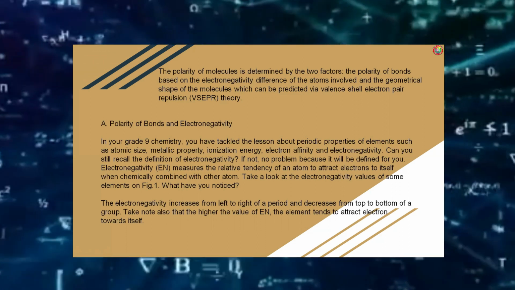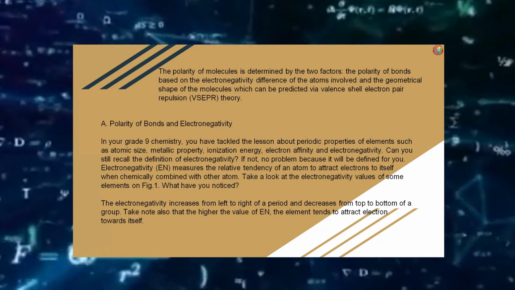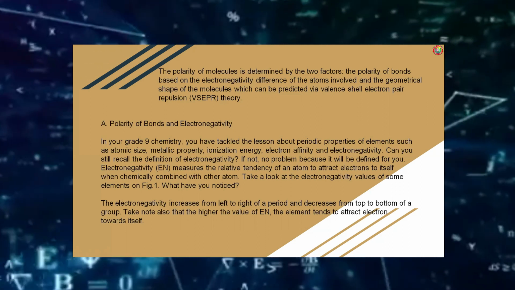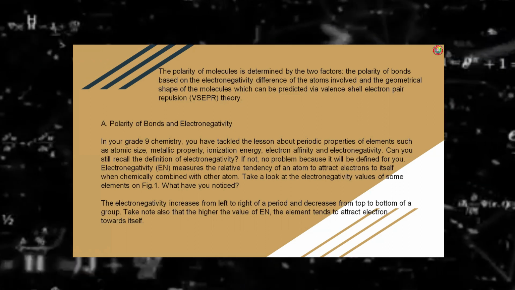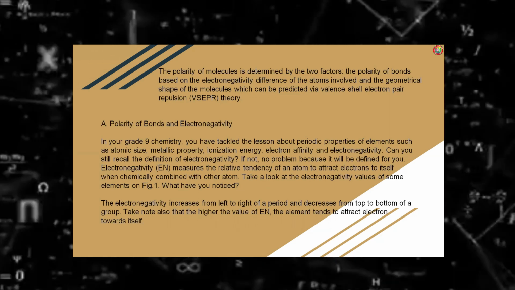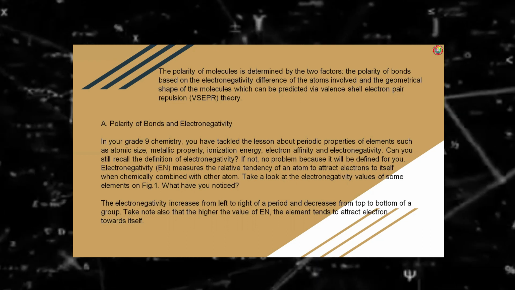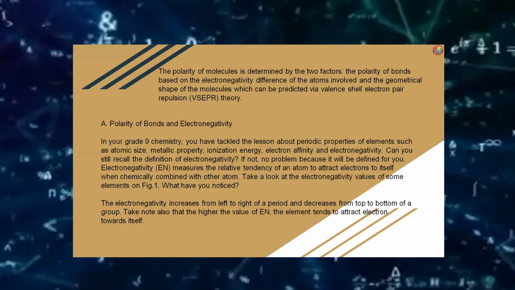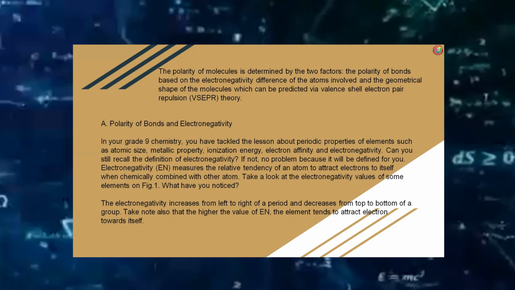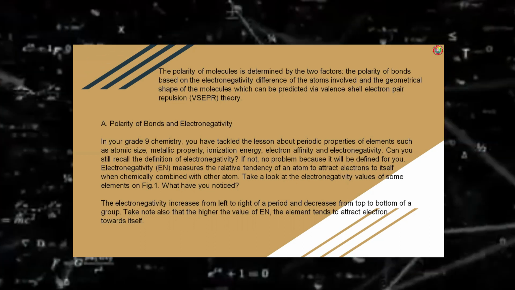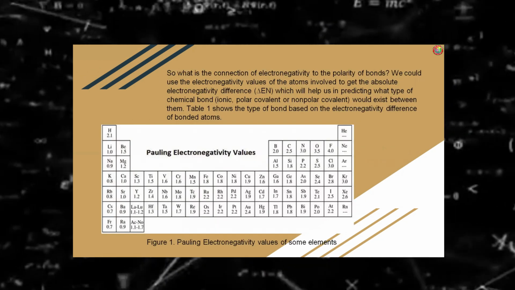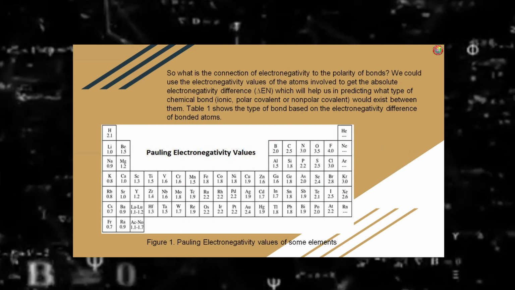Electronegativity, or EN, measures the relative tendency of an atom to attract electrons to itself when chemically combined with other atoms. Take a look at the electronegativity values of some elements in Figure 1. What have you noticed? The electronegativity increases from left to right of a period and decreases from top to bottom of a group. Take note also that the higher the value of electronegativity, the more the element tends to attract electrons towards itself. So what is the connection of electronegativity to the polarity of bonds?